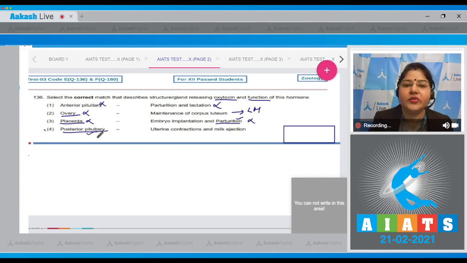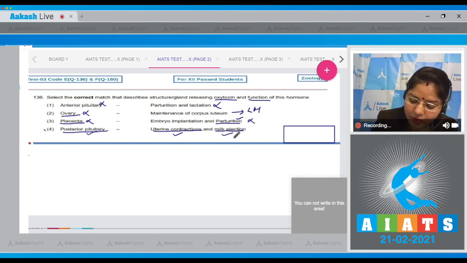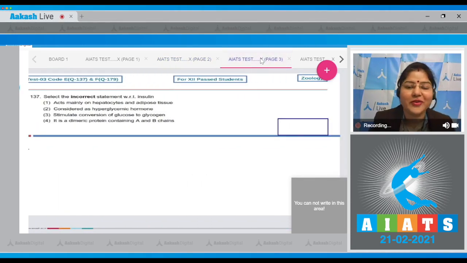This is correct. Oxytocin is released from the posterior pituitary. Uterine contraction is a function of oxytocin. Oxytocin causes strong uterine contractions during parturition. Milk ejection is also a function of oxytocin. Oxytocin acts on myoepithelial cells present around mammary alveoli and results in milk letdown. So it is also known as the milk letdown hormone. The correct answer to this question is option number 4. Let's move on to the next question.